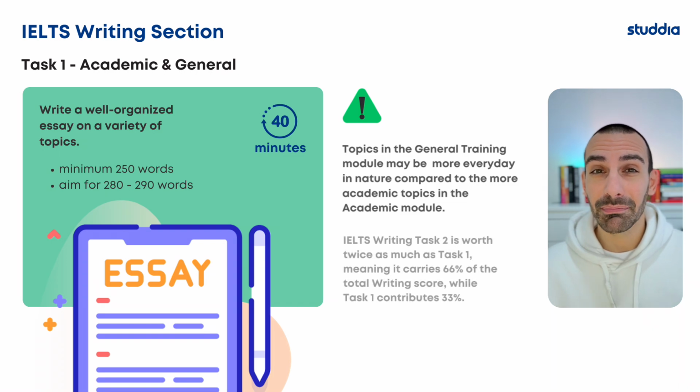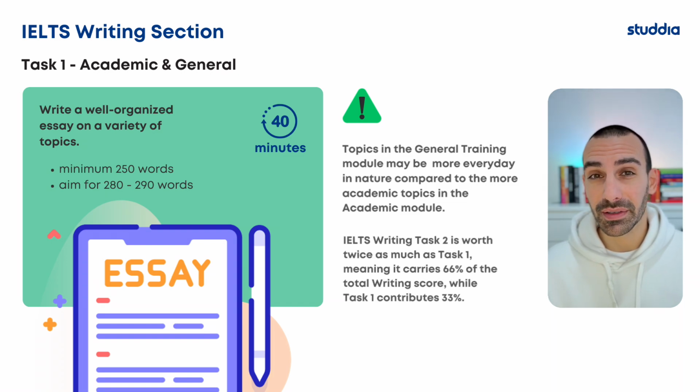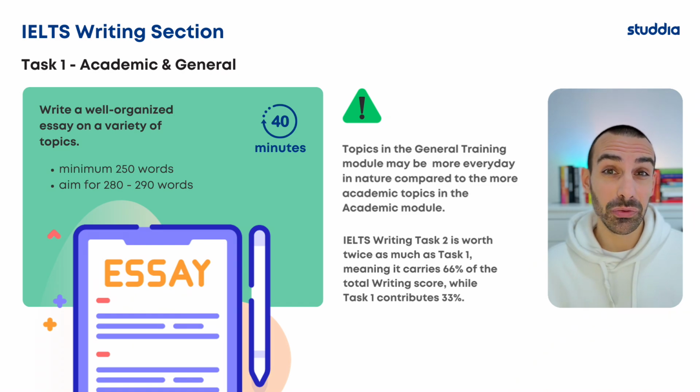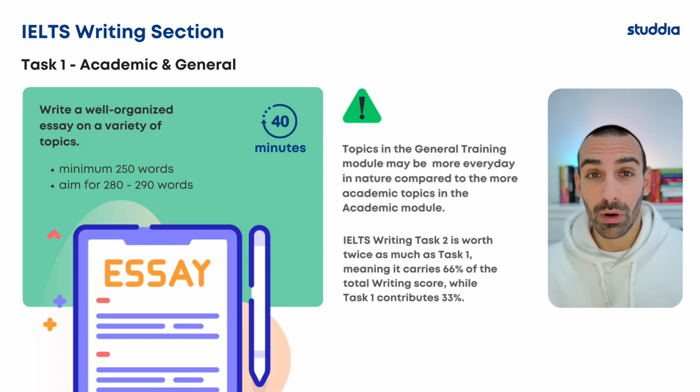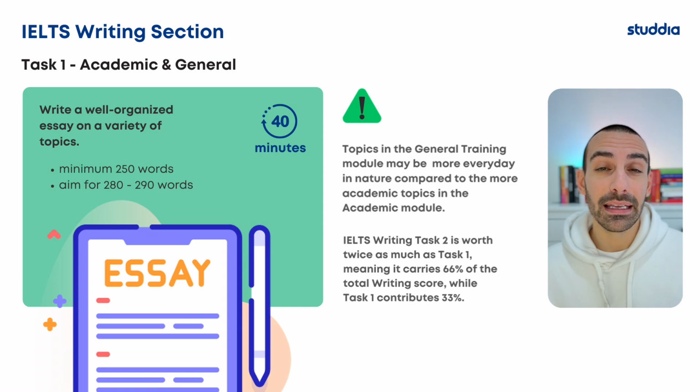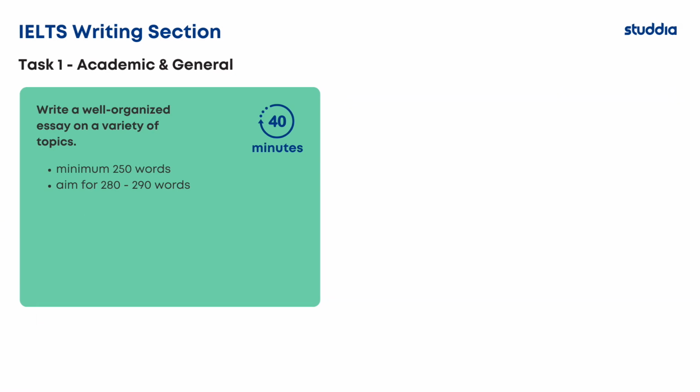Your essay must be at least 250 words. For band 7 and above, you're aiming for 280 to 290. You need to present your ideas clearly, develop strong arguments with examples, and use formal academic language. Once again, the recommended timing is 40 minutes.